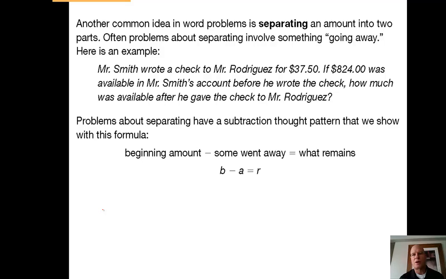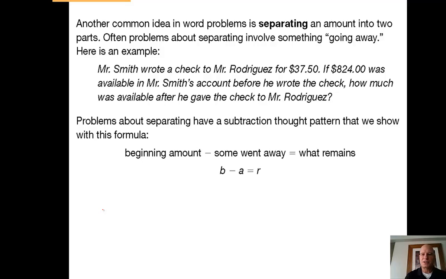Another common idea in word problems is separating an amount into two parts. One problem about separating involves something going away. So here's an example. Mr. Smith wrote a check to Mr. Rodriguez for $37.50. If $824 was available in Mr. Smith's account before he wrote the check, how much was available after he gave the check to Mr. Rodriguez?